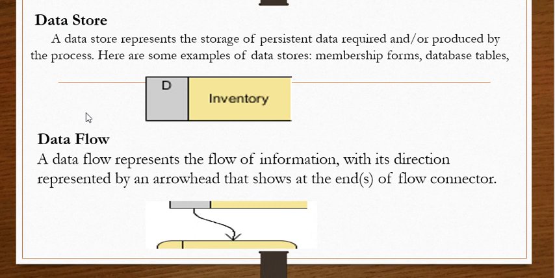The next one is data store. A data store represents the storage of persistent data recorded and or produced by the process. Here are some examples of data stores: membership forms, database, tables. In a data store, inventory is very important so that you know how much has been produced or processed in your data.